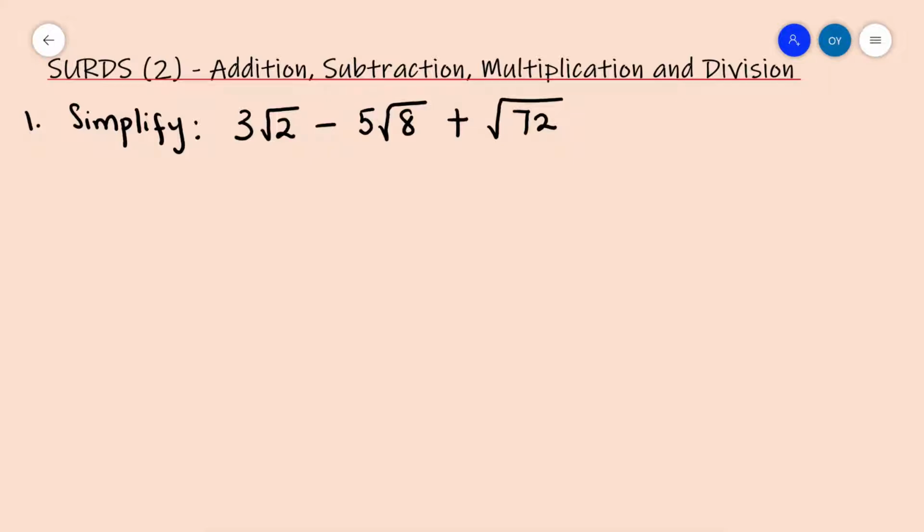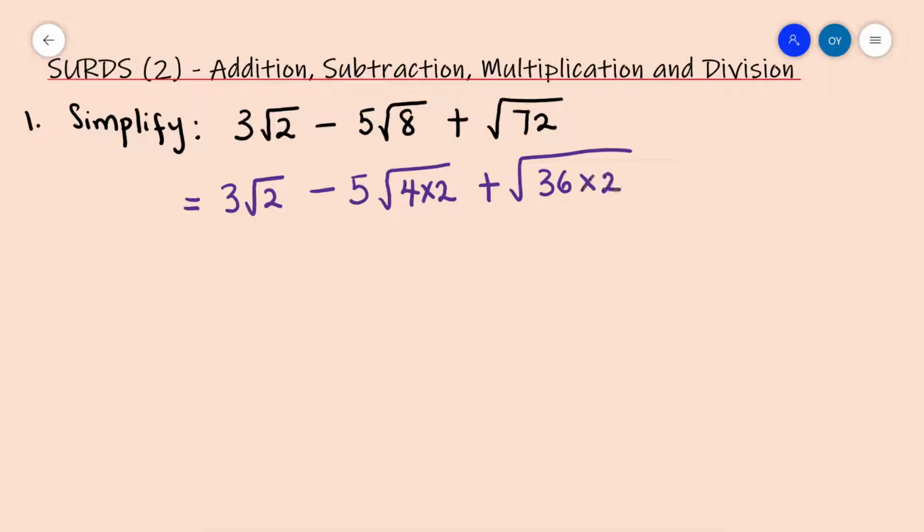So here's what to do. We have 3 root 2 minus 5 root 8. In 8, the highest factor which is a perfect square is 4. So we can write 8 as 4 times 2, then plus the square root of 72 can be written as 36, because 36 is a perfect square, times 2.